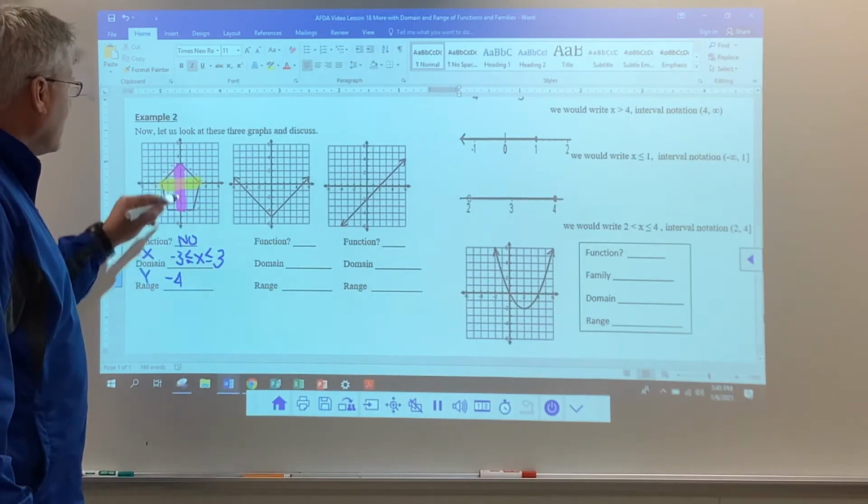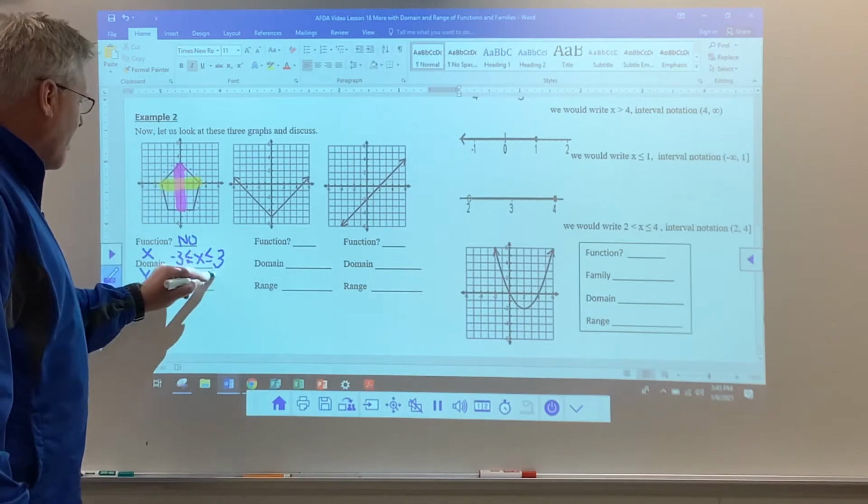That would be that point, right? No, that's 1, 2, 3. Excuse me, 1, 2, 3. So way up here at positive 3.